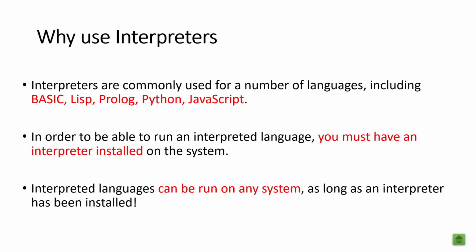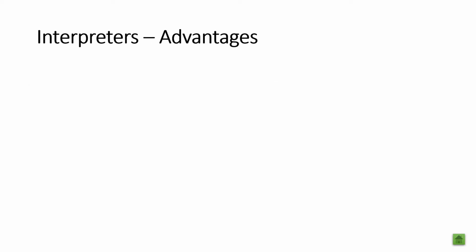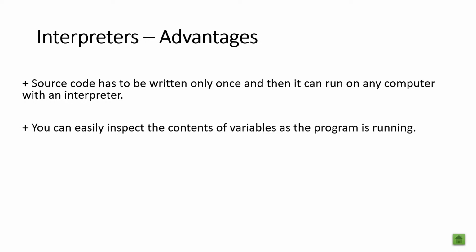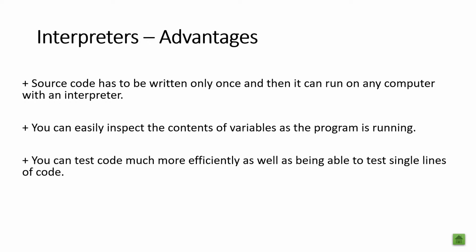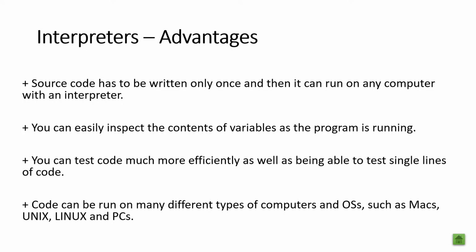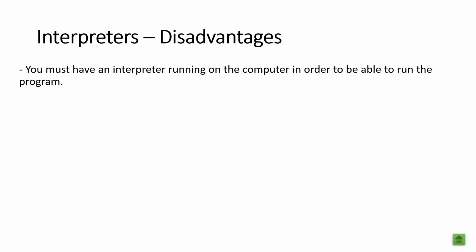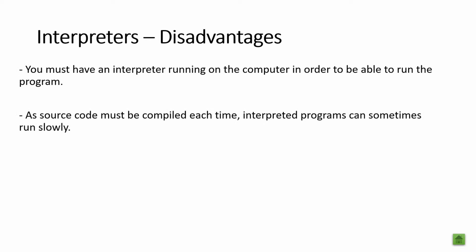Interpreted languages can be run on any system as long as the interpreter is installed. And the good thing about that is that the source code has to be written only once and can be run on any computer with an interpreter. You can easily inspect the contents of variables as the program is running, and you can test the code much more efficiently, as well as being able to test single lines of code. So it doesn't matter if you've got an Apple operating system, Unix, Linux system, even a Windows machine, doesn't matter. Absolutely not a problem, as long as it's installed. The issue is that the interpreter running on a computer needs to be installed.